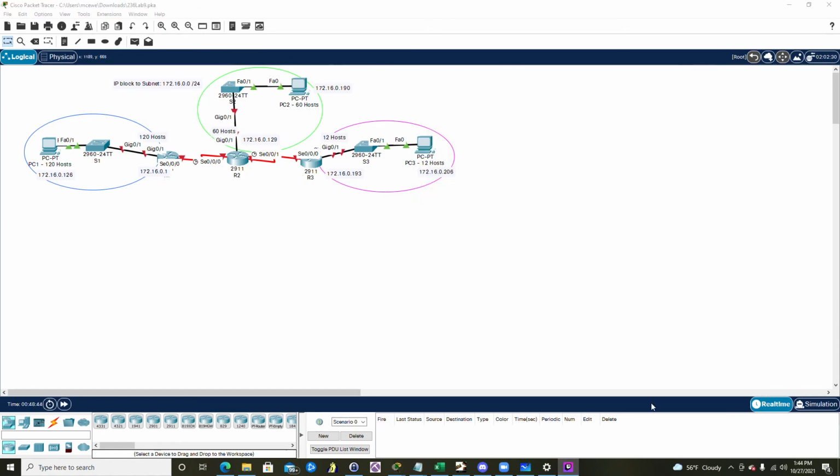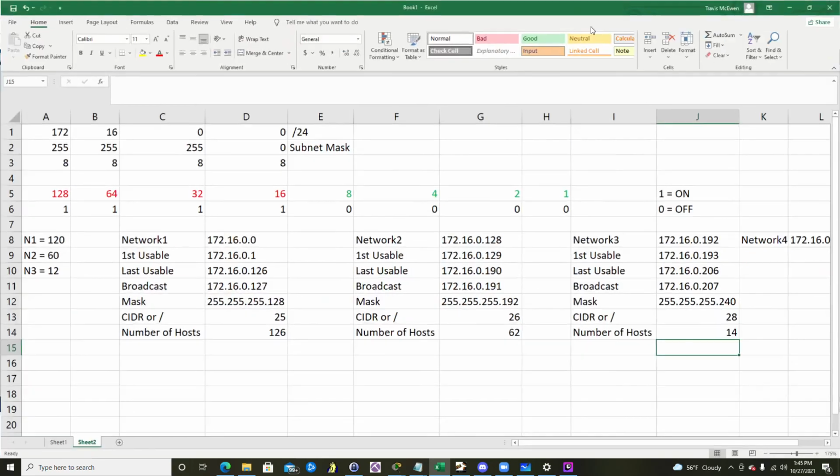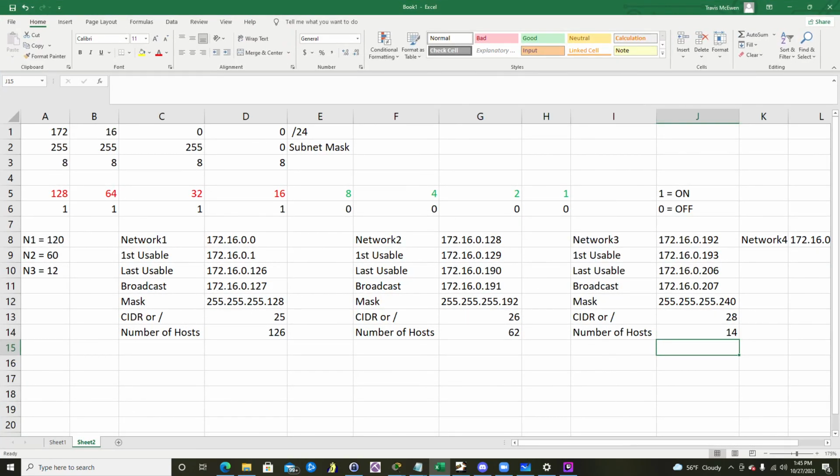So hopefully that was a little helpful for going over subnetting as a whole. I'll pull up this chart one more time. So again, these are your networks that you're creating and subnetting out.